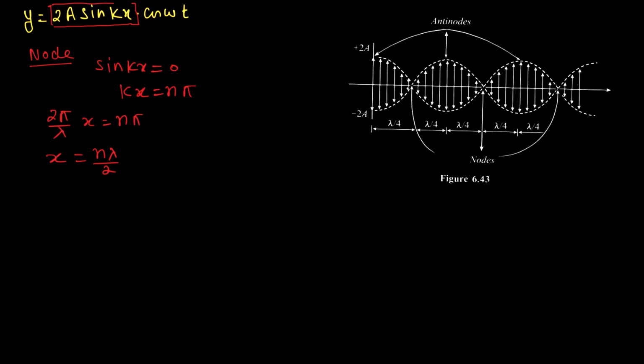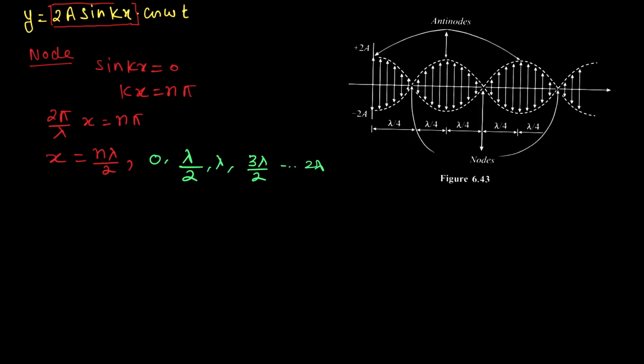Means if I have to find out the position of a node, not maxima, the position of a node, the first node will be at 0, the second node will be at lambda by 2. I am just substituting values of n: 0, 1, 2, 3, 4, and so on. So the first one will be 0. The second one will be lambda by 2. The third one will be lambda, the fourth one 3 lambda by 2, and so on, then 2 lambda.